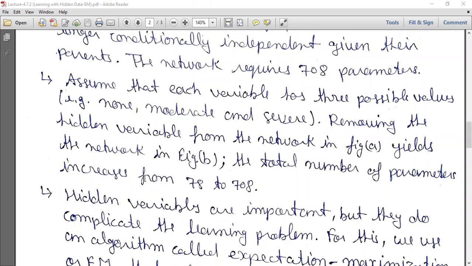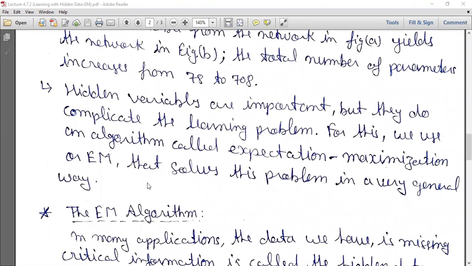Assume that each variable has three possible values, for example, none, moderate, and severe. Removing the hidden variable from the network in figure A yields the network in figure B. The total number of parameters increases from 78 to 708. The hidden variables are important, but they do complicate the learning problem.